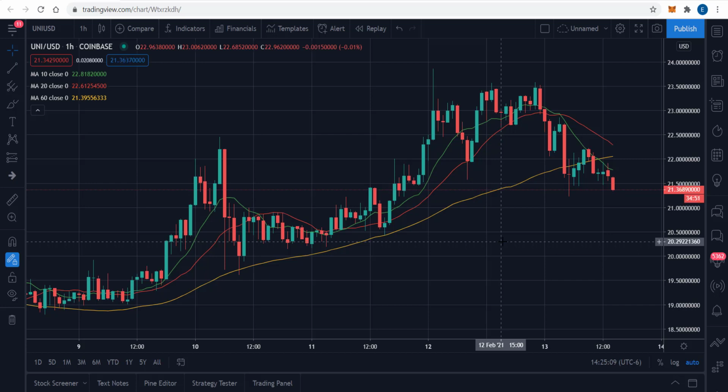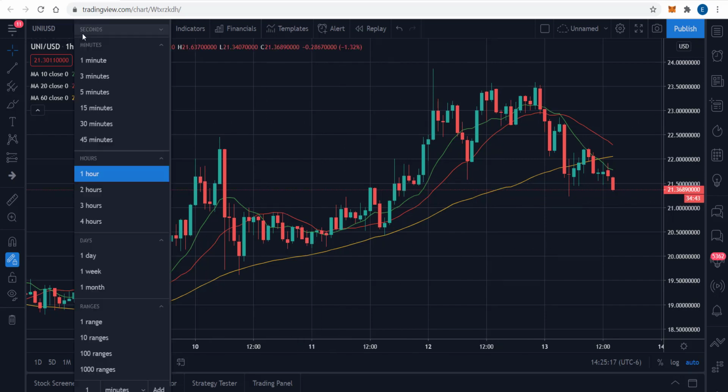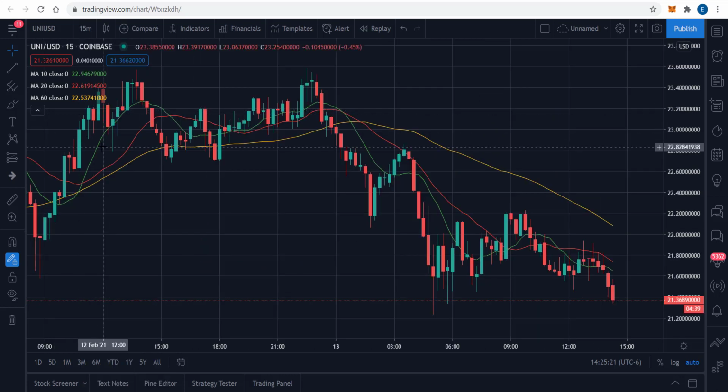So maybe I should be using a 14, a 30, and a 90. But I'm not really sure. You just have to really play around with it and see what works. Let's drop this down to a 15-minute chart. And on the 15-minute, this thing is clearly a lot more bearish than what we saw previously.